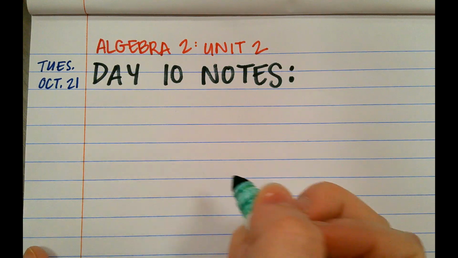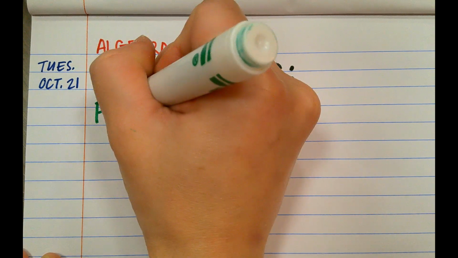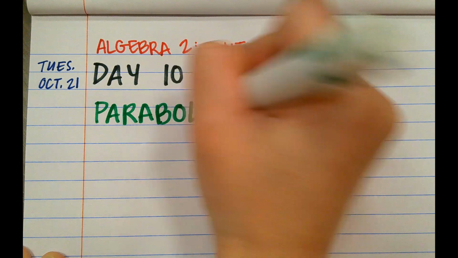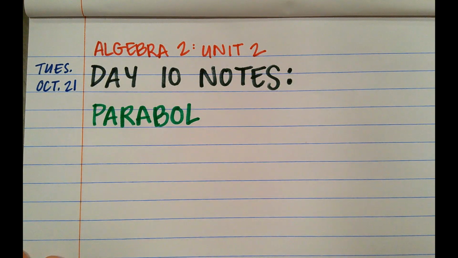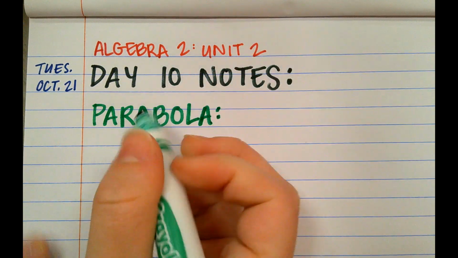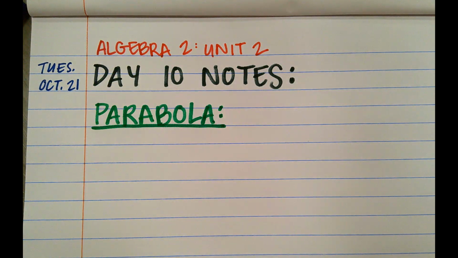is Parabolas. Is this a new word for anyone? Parabola? Yes. Okay, so I want you to repeat it after me. Parabola. Good. A parabola is the graph of a quadratic equation. It's what we were just doing. And you saw a little peek of that yesterday.